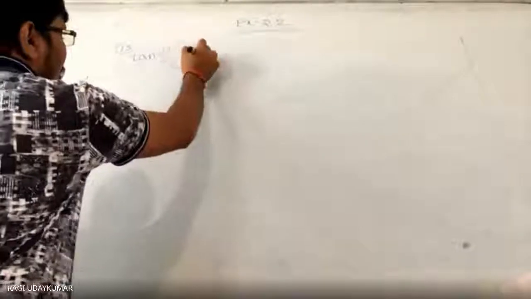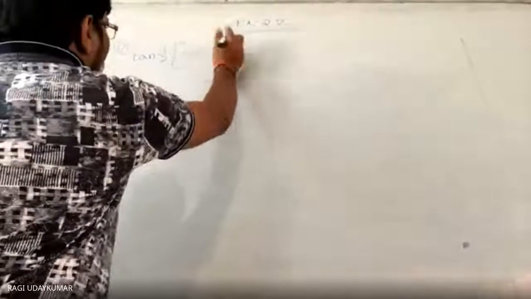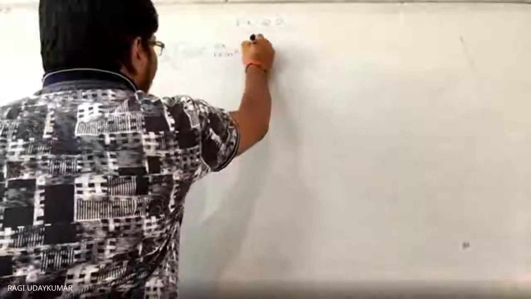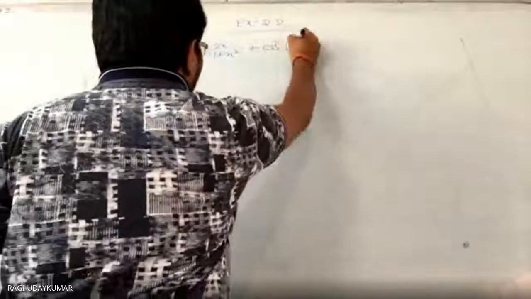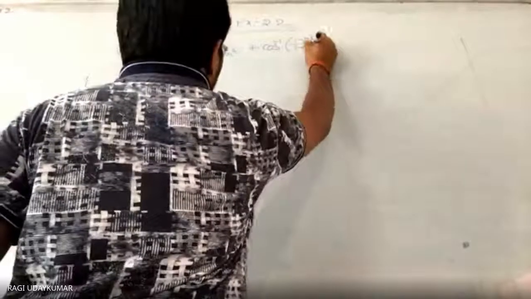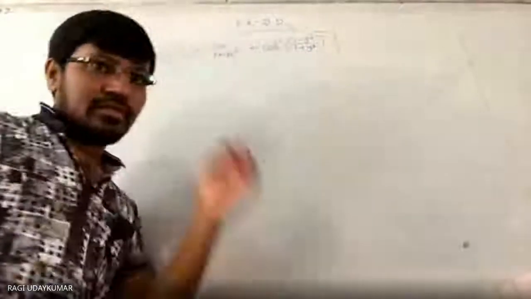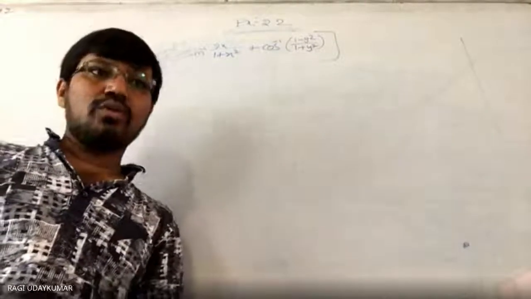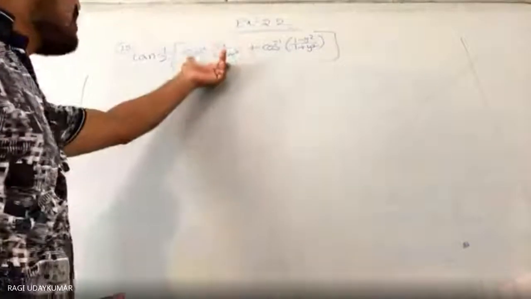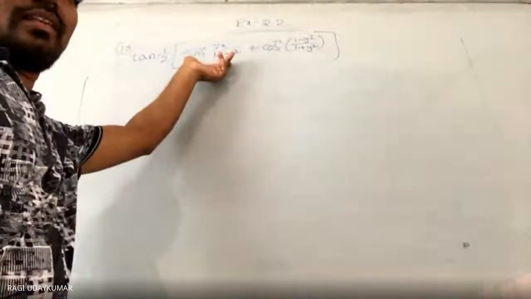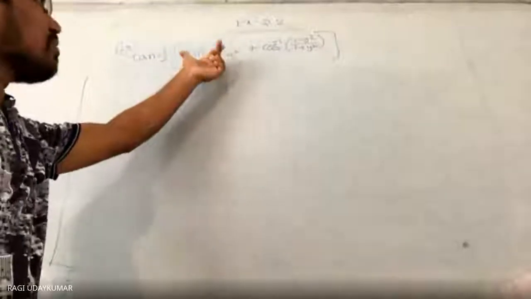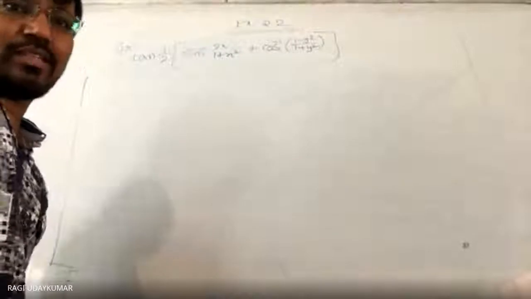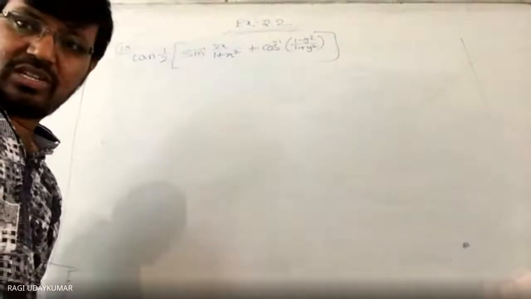Tan of 1 by 2 of (sin inverse 2x by 1 plus x square) and (cos inverse (1 minus y square) by (1 plus y square)). You can remember this. Now, directly you can say that this is 2 tan inverse x, and this is 2 tan inverse y, so 2 tan inverse x plus 2 tan inverse y. Isn't it?